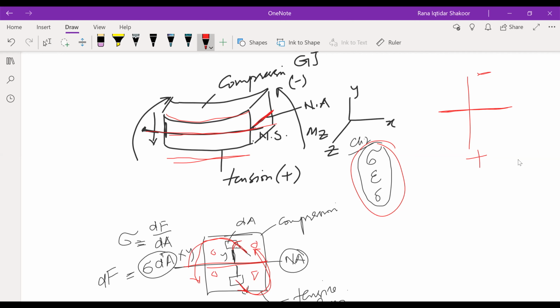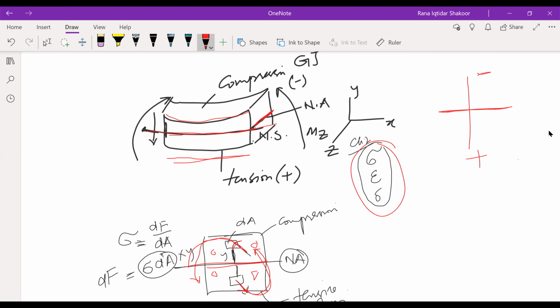So the distribution of the stresses from negative to positive, from compression to tension, is around the neutral axis, which has practically no stresses and no strains on it. And we define later in the slides that the neutral surface is the surface about which compression and tension are going to happen.